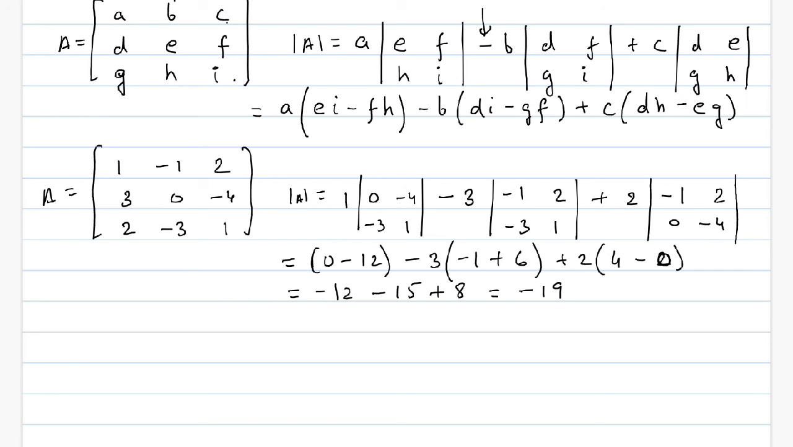Now you can try this with any row and any column. If you do it correctly, you will always get minus 19. So you can find determinants in this particular manner.